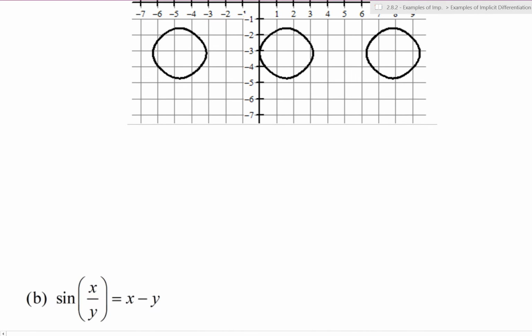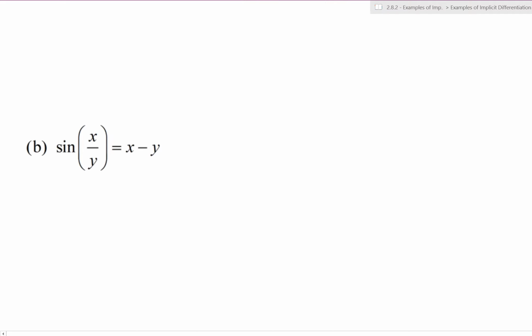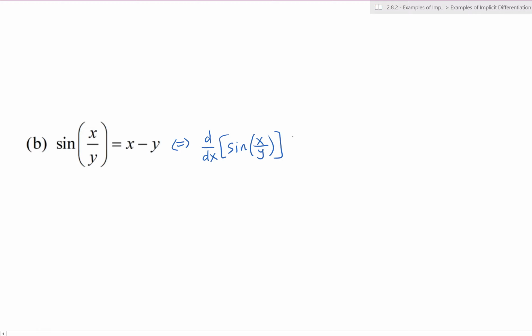All right, we've got one more example to look at. This time we have that sine of x divided by y is equal to x minus y. So again, we're asked to find dy/dx. That means we're going to differentiate both sides of this equation with respect to x. So d/dx of sine of x over y is equal to d/dx of x minus y.